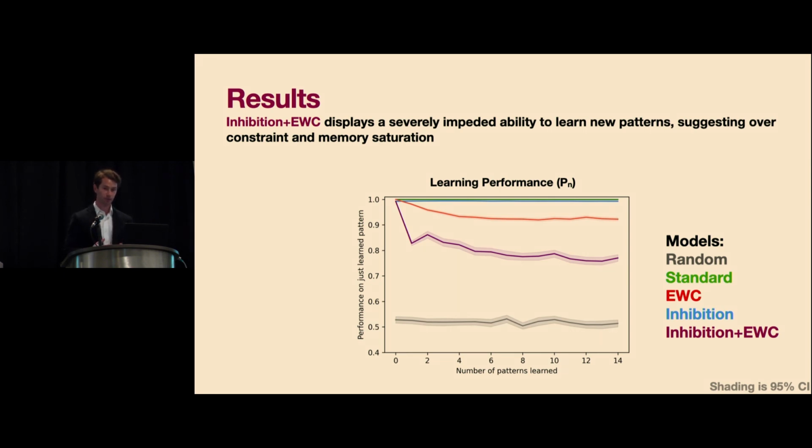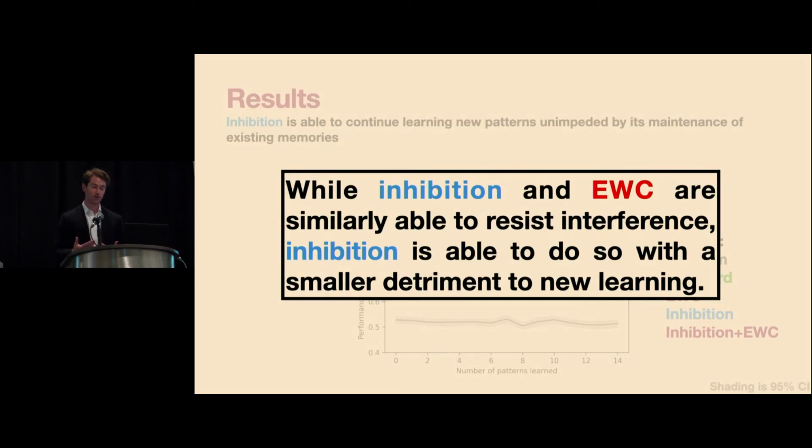So what can we take away from these results? In a nutshell, we've demonstrated that while the models with inhibition and elastic weight consolidation are similarly able to resist interference, the model with inhibition is able to do so with a smaller detriment to new learning. And the fact that these two models perform differently in and of itself raises an interesting question.